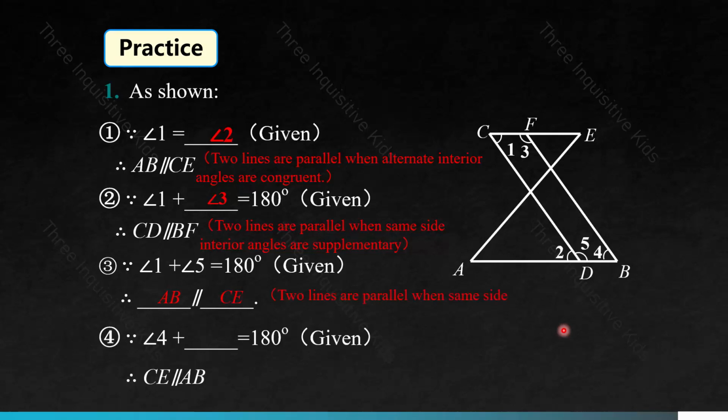Two lines are parallel when same-side interior angles are supplementary. And finally, angle 4 plus something is equal to 180 degrees. Therefore, CE is parallel to AB.